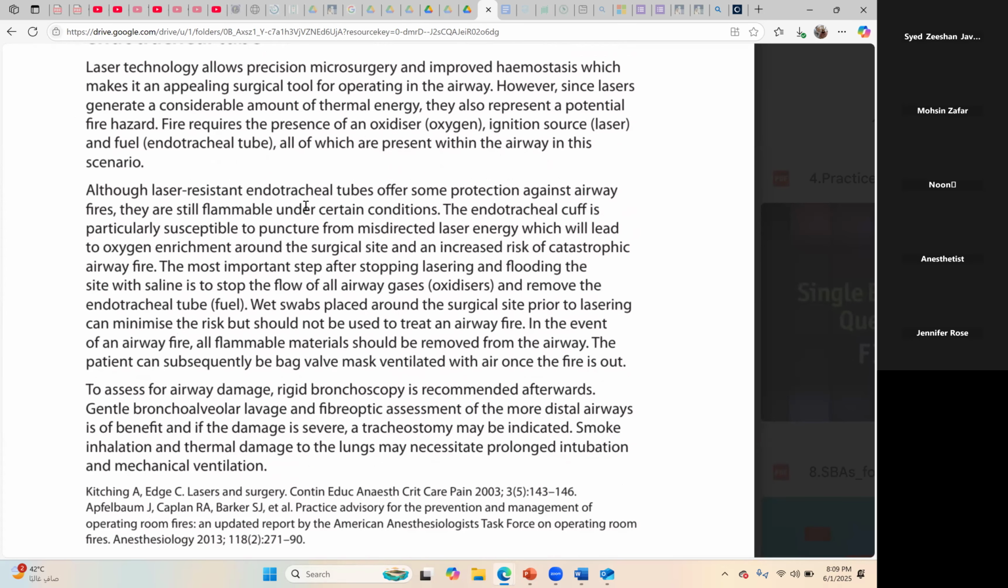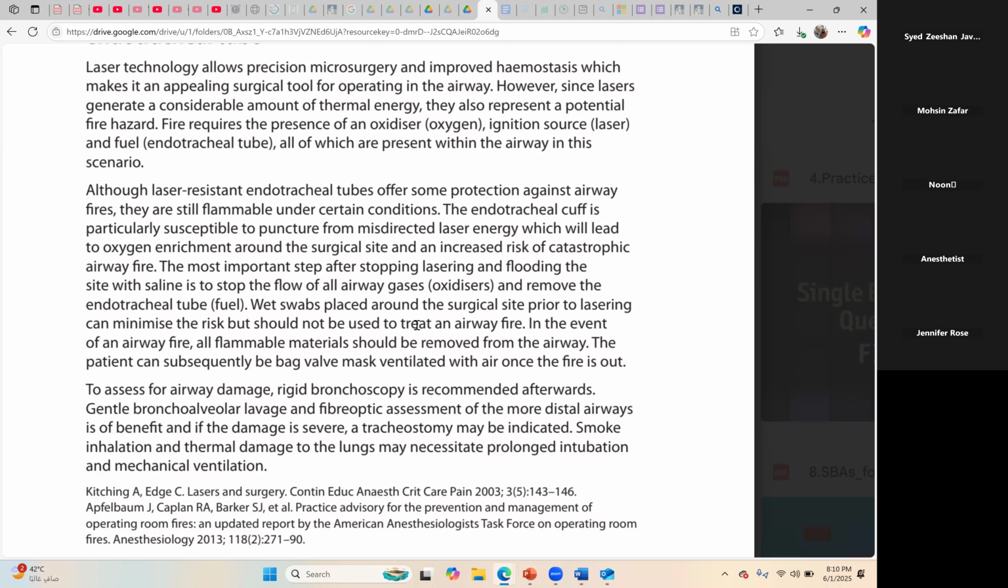Although laser-resistant endotracheal tubes offer some protection, they are still flammable under certain conditions. The endotracheal cuff is particularly susceptible to puncture from misdirected laser energy, which will lead to oxygen enrichment around the surgical site and increased risk of catastrophic airway fire. The most important step after stopping lasering is to stop the flow of all gases and oxidizers, and remove the endotracheal tube. Flooding the area with saline follows.